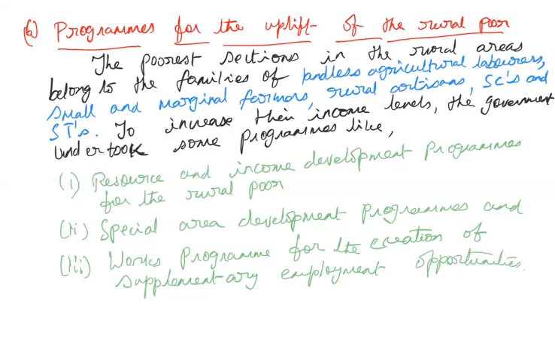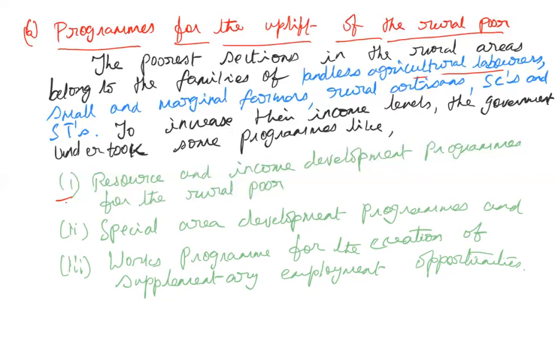Now the first one, resource and income development programs for the rural poor. There are some people who don't have any resource. As I mentioned, at least the small and marginal farmers have a certain piece of land and they can cultivate something and expect some amount of income. And what about these agricultural laborers? They don't have any resource at all to earn income. They don't have any qualification and they don't have any land at all. So their job is very, very insecure.